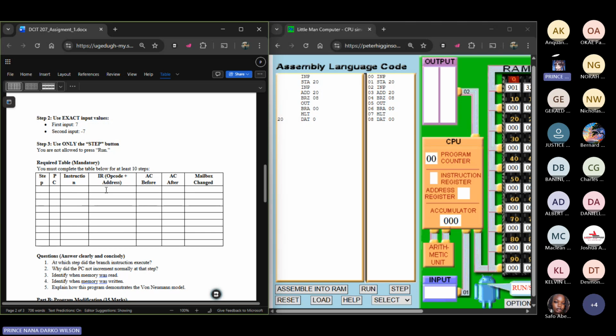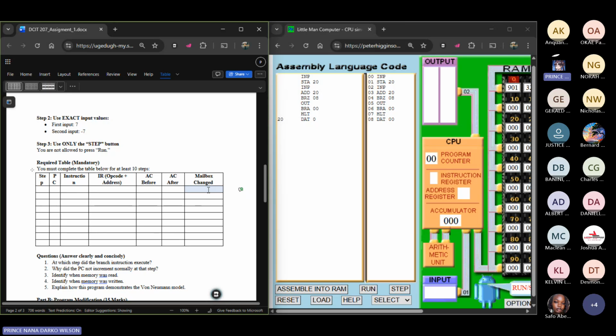Right. The instruction register combines the operation code, the opcode, and then the address, right? We have to take a look at that too. And then we look at the accumulator before the execution and the accumulator after the execution. And we are also supposed to take close notes of the mailboxes that will change during runtime.